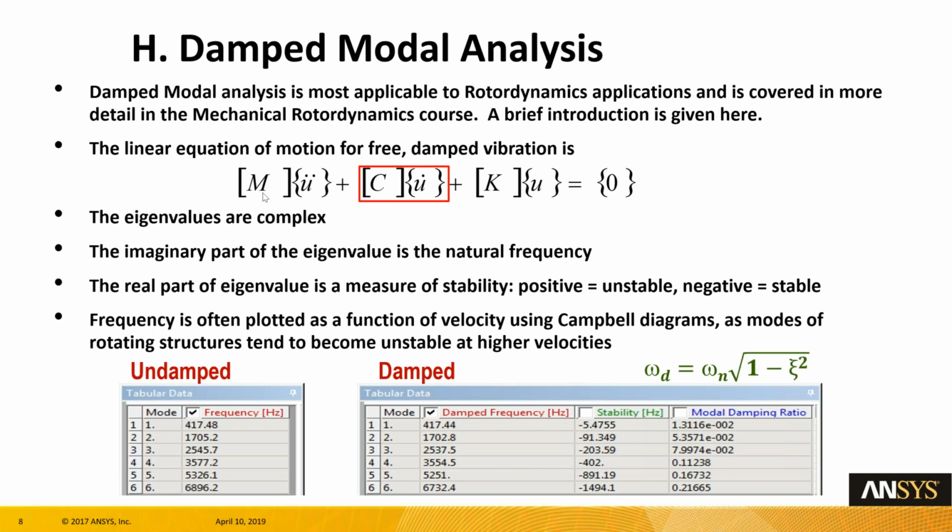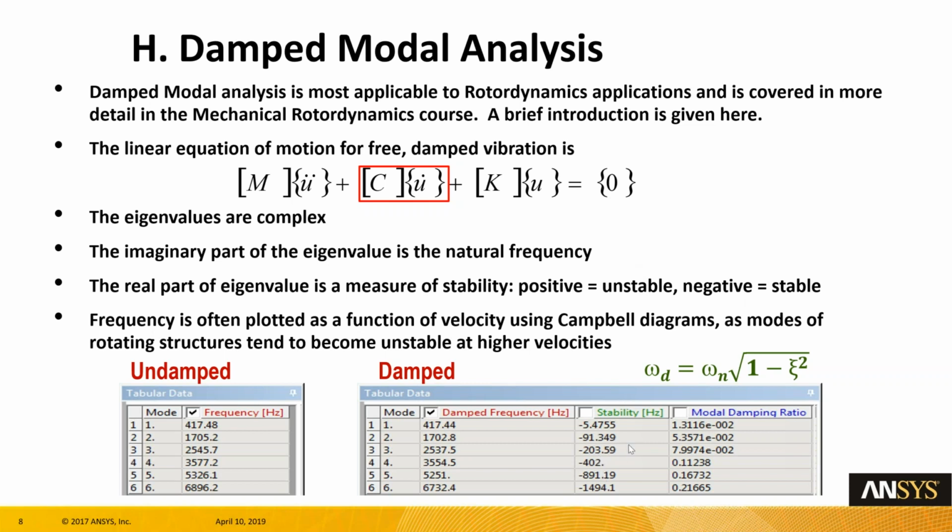Then the equation is modified such that we have the mass matrix times U double dot, and then we bring in the stiffness matrix and also the damping matrix over here. When you bring in the damping matrix, then the eigenvalues become complex. The imaginary part of the eigenvalues are the natural frequencies, and the real part of the eigenvalue is a measure of stability. Positive means it's unstable, negative means it's stable.